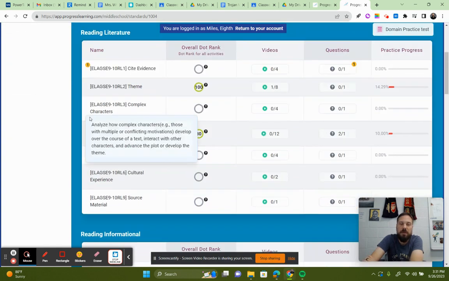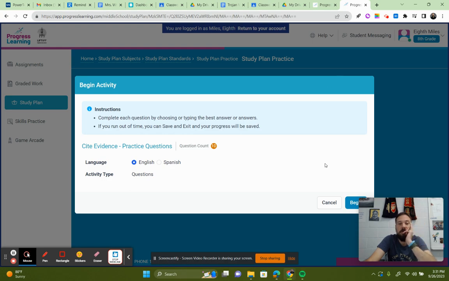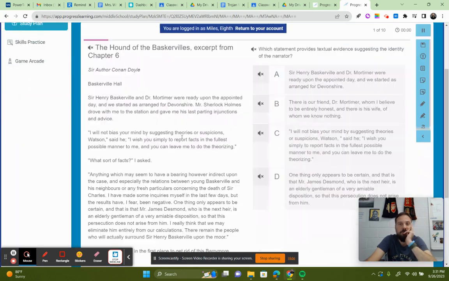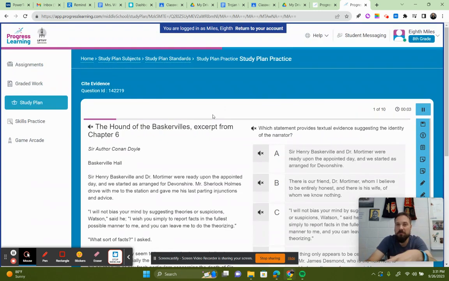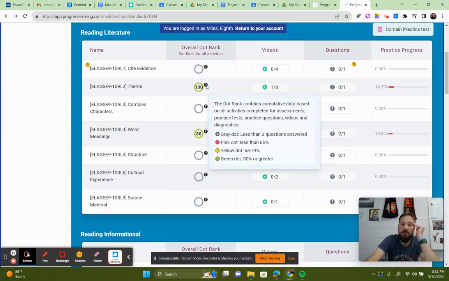So what you want to do is take these gray dots and turn them green. Well, what does that look like? How do you do that? Well, you want to go here to these questions, and it'll give you a randomly generated series of 10 questions. You'll do the questions. If you get 80% or higher, so basically you get 8 questions correct, you'll get a green ring, okay? If you get a yellow, that means you got between 6 and 7. If you get a pink or a red dot, that means you got under 6. So that means you definitely need work on that standard.